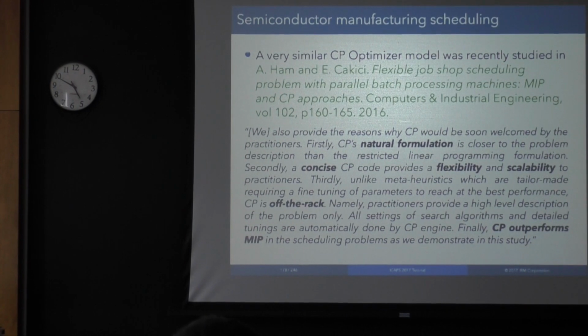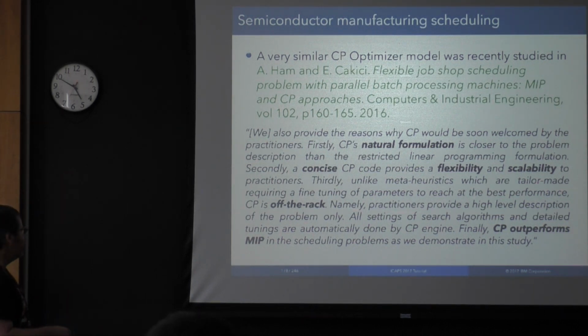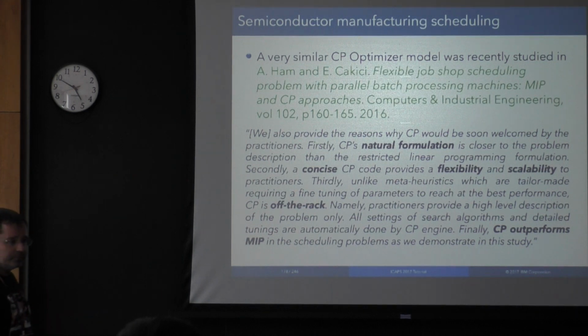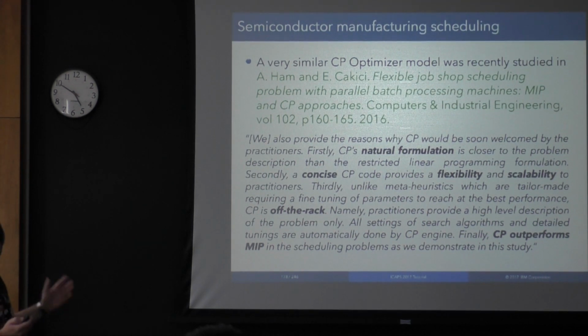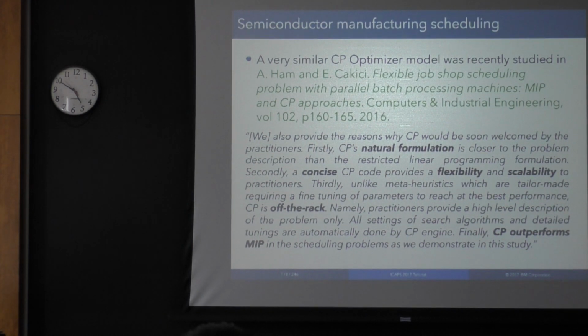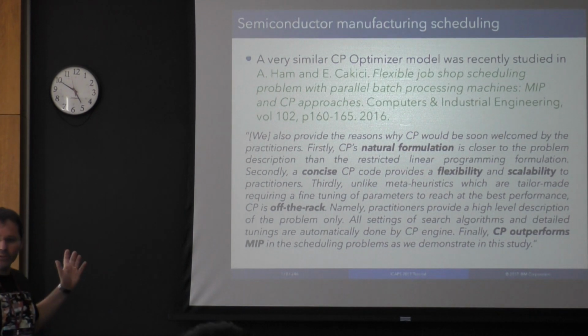It says that what's nice in CP is the natural formulation of the problem, which is close to the description of what you have. It's very concise, flexible, scalable. Unlike metaheuristics, there is no tuning, because for the resolution you just solve. And he found that it was much better than the MIP model he had written before. It's a good summary of the main interest of CP Optimizer in the context of scheduling.